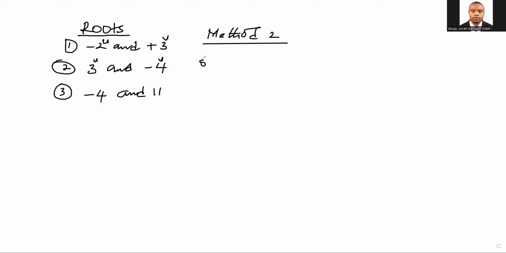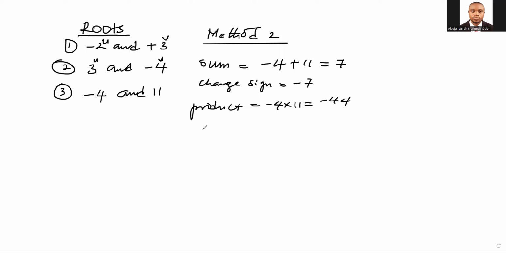So the steps in method 2: the first one is the sum. We have minus 4 plus 11, which gives us positive 7, right? So we change sign. Changing the sign, positive becomes negative 7. Now the product: minus 4 multiplied by 11 gives us minus 44.